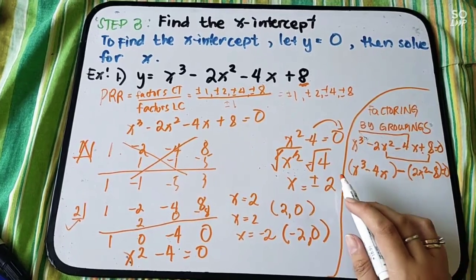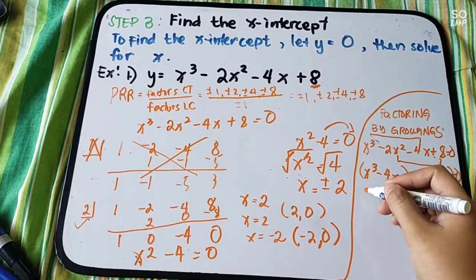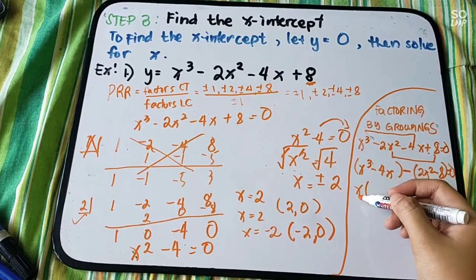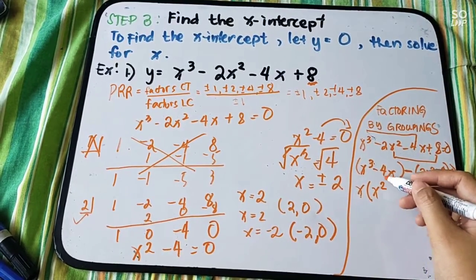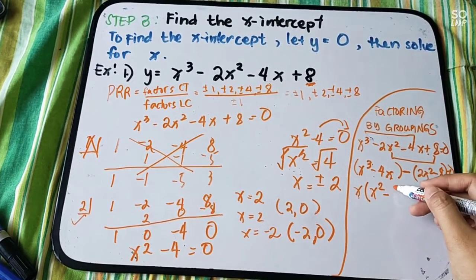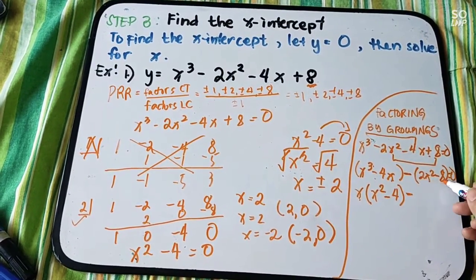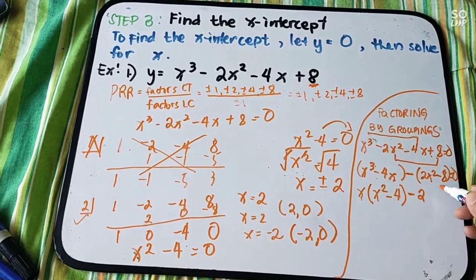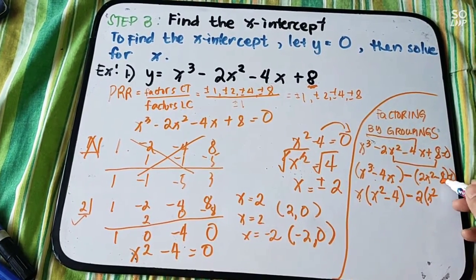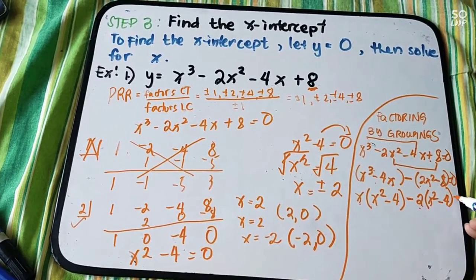So, next tayo. We have here common. What's common here? Ang common natin dito ay x. Labas mo. So we have x cubed divided by x, this one becomes x squared. Then negative 4x divided by x, this one becomes negative 4. Ayan. Next, minus. Ang common dyan is 2. 2x squared divided by 2, we have here x squared. 8 divided by 2, we have here negative 4 equals to 0.